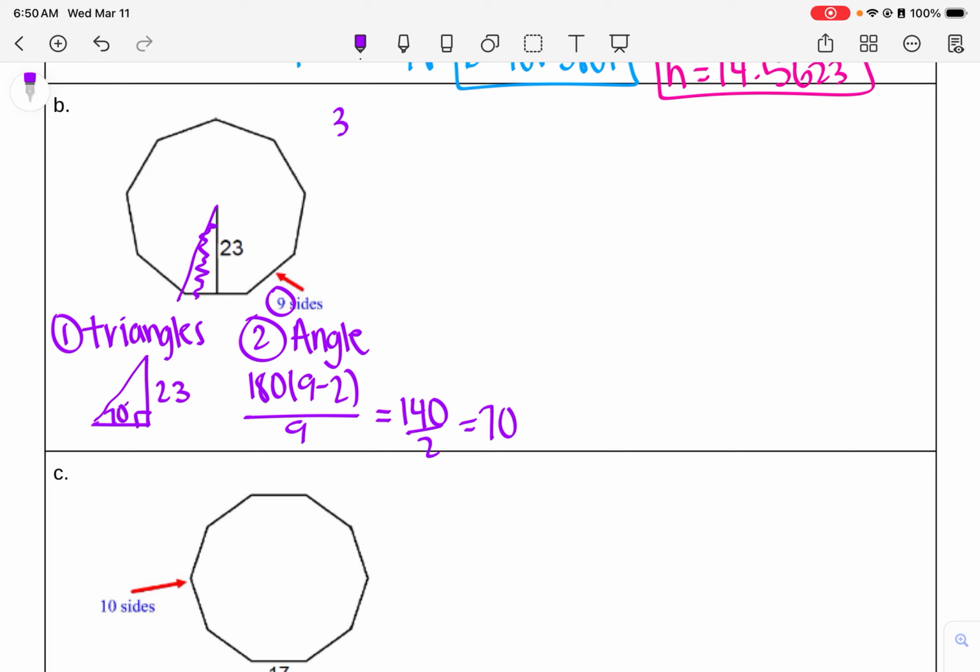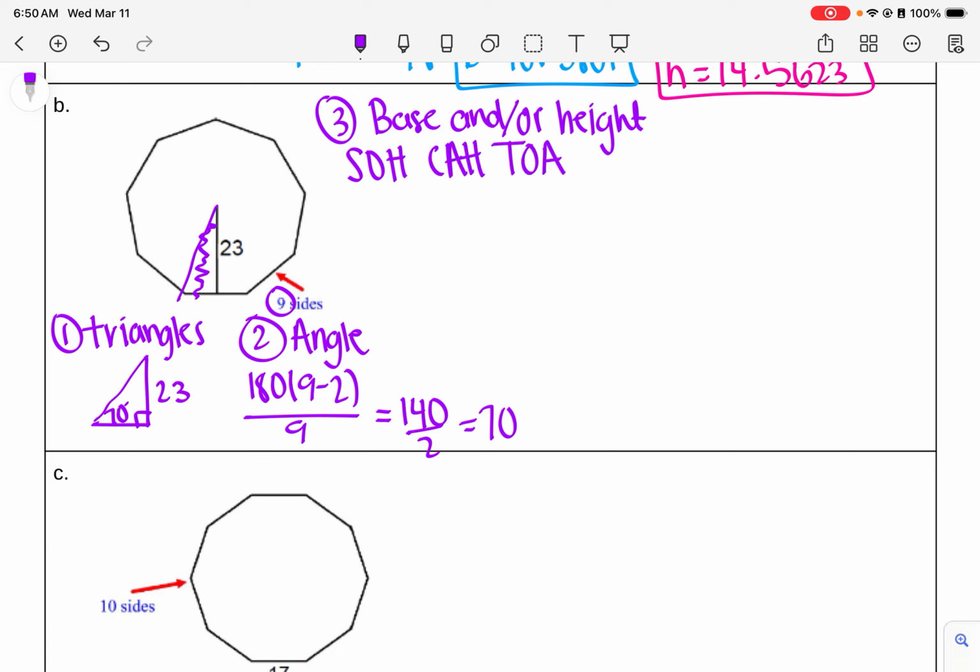Now we're on step 3. We're going to find base and or height. In this case, since we have a 70-degree angle, we're going to use trig. So I'm going to use sine, cosine, or tangent. So looking at this situation, we're going to need just the base this time because we already have the height. And we don't have the hypotenuse and we don't need it. So to find the base, I'm going to use opposite and adjacent. So that would be tangent. So I'm going to write tangent of 70 over 1 equals opposite over adjacent.